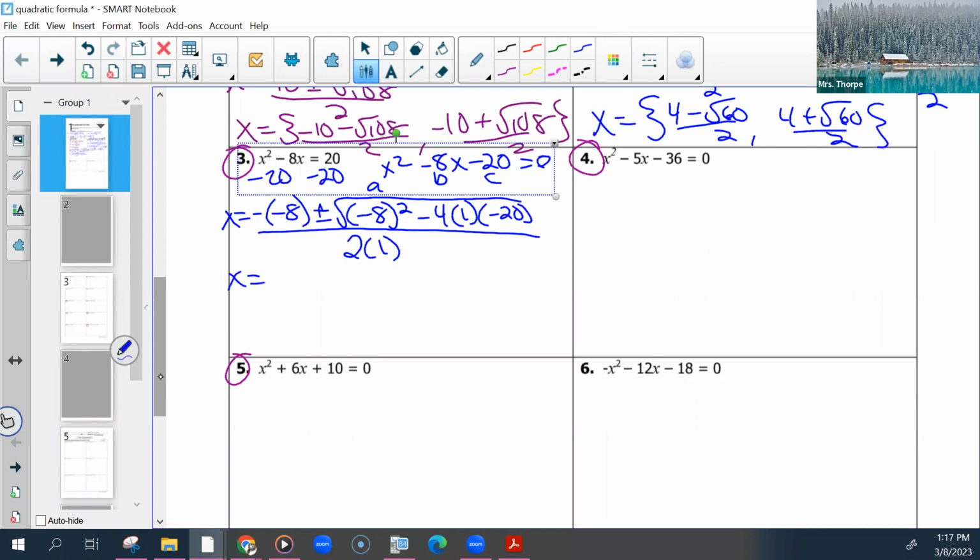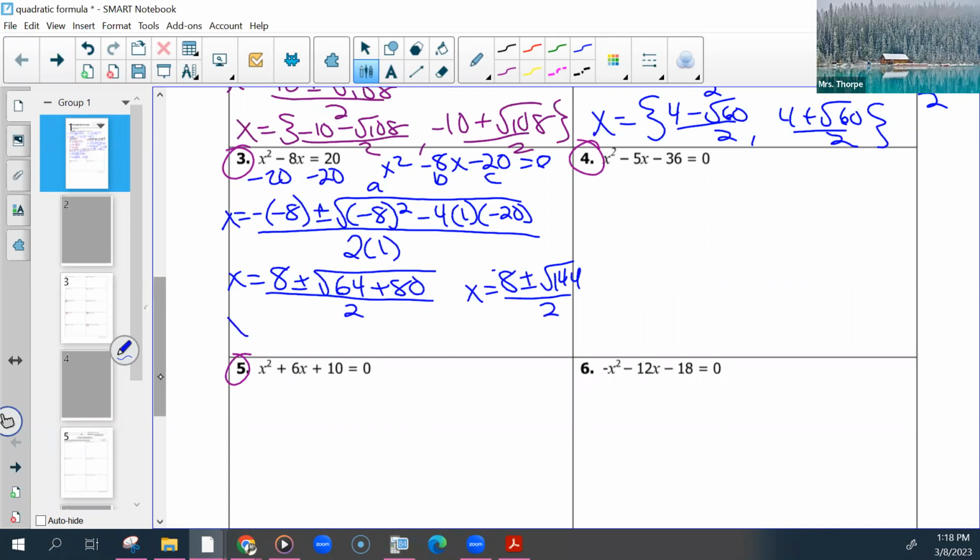We have +8 plus or minus. This would give us 64. This would give us a +80. We add those together, we would get what? 144. Is that a perfect square? Yes. What would that become? 12.